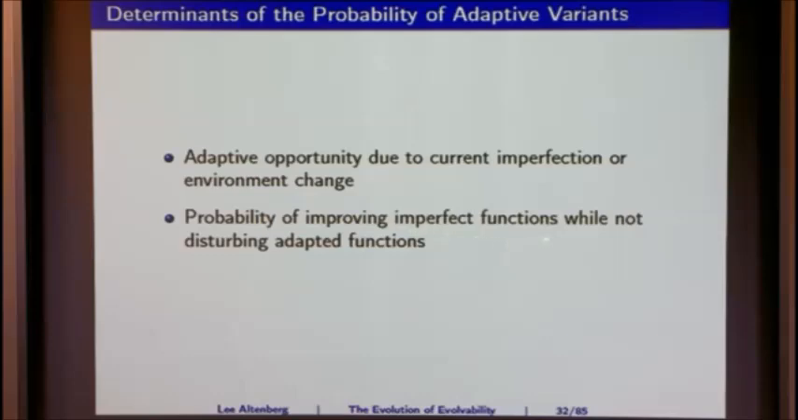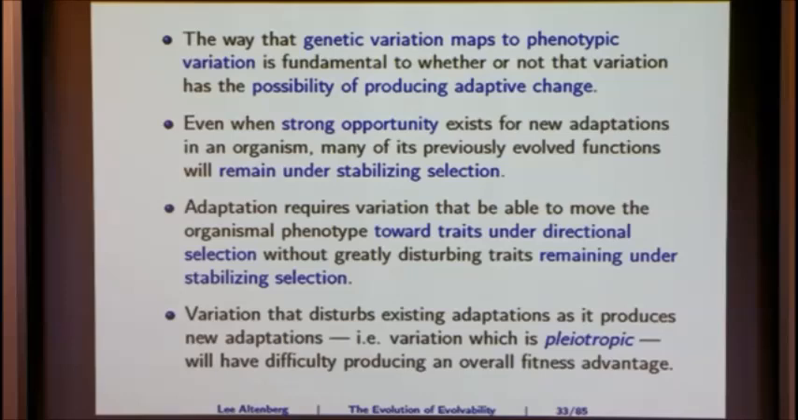disturbing adapted functions. So the way that genetic variation maps to phenotypic variation is fundamental to whether or not that variation has the possibility of producing adaptive change. So even when a strong opportunity exists for new adaptations, many of the previously evolved functions will remain under stabilizing selection. Adaptation requires the variation to be able to move the organismal phenotype towards traits under directional selection without greatly disturbing traits remaining under stabilizing selection. So variation that disturbs existing adaptations as it produces new adaptations, that is variation which is pleiotropic, will have difficulty producing an overall fitness advantage.